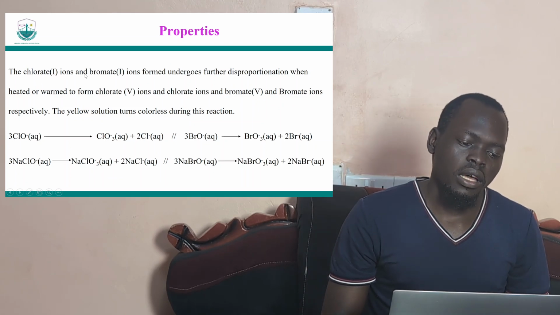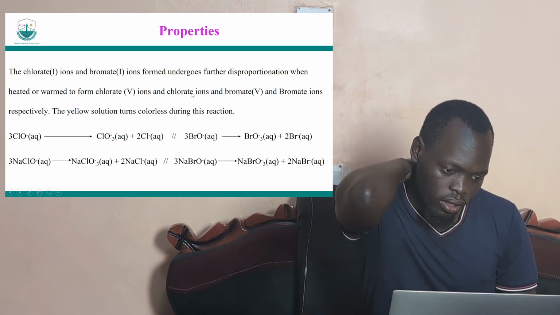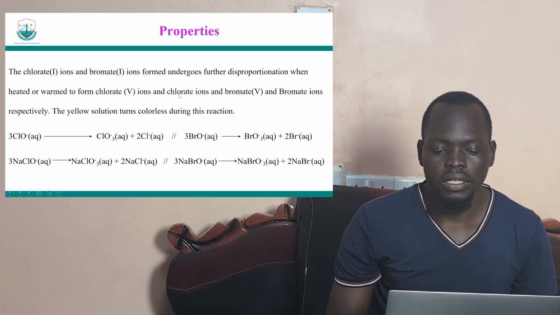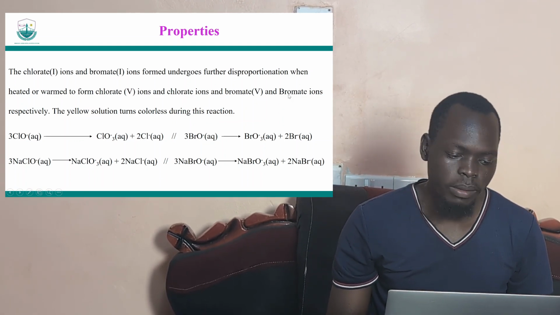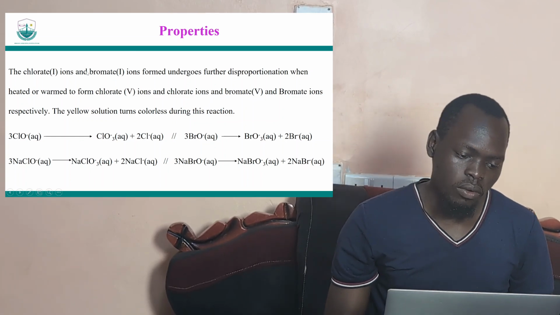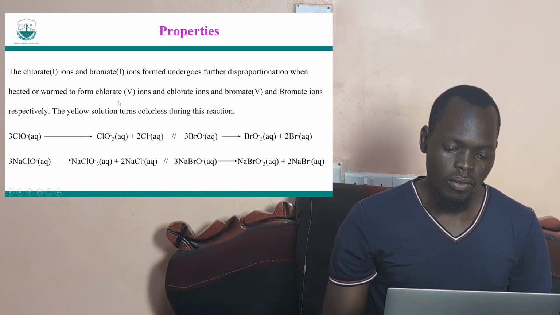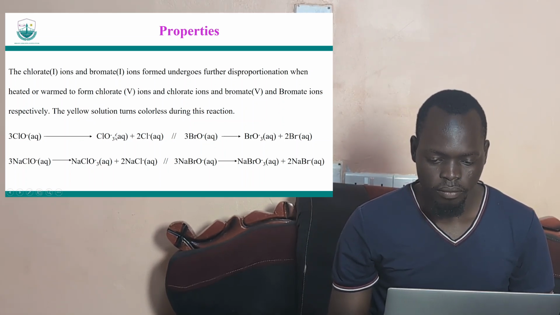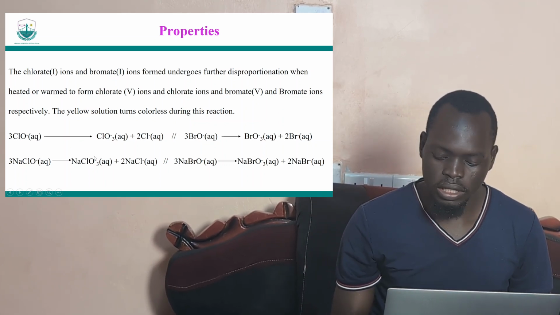Chlorate(I) ions and bromate(I) ions that are formed can undergo further disproportionation. But this occurs when it is heated and will form chlorate(V) ions and chloride ions, then bromate(V) ions and bromide ions respectively. You can see a color change that will take place here: the yellow solid will turn colorless after this reaction takes place. This is the ionic equation for chlorine and bromine, indicating the reaction will progress with this color change.